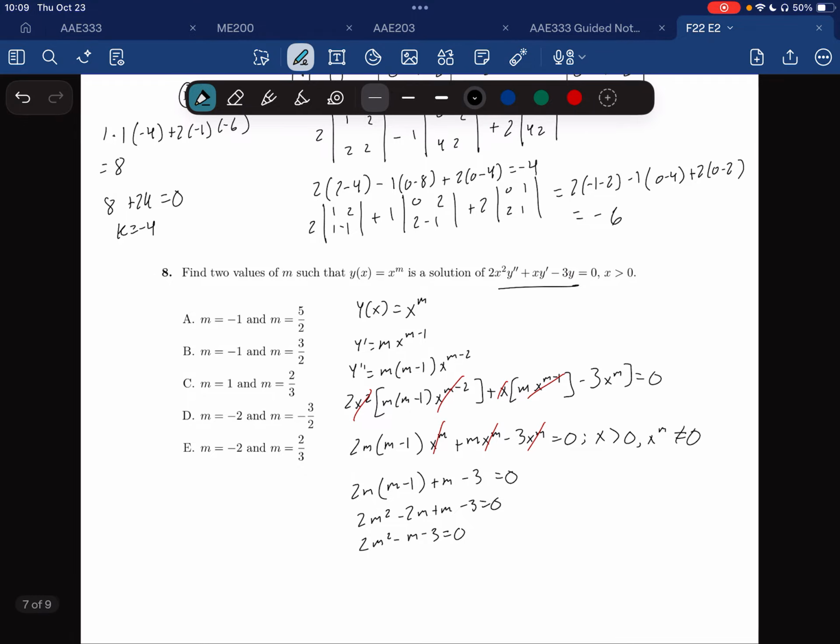We factor, we're left with an m times 2m minus 3 plus 2m minus 3 equal to 0. This is m plus 1, 2m minus 3 equal to 0. So m is equal to -1, or 3/2. And as we can see, that is b.